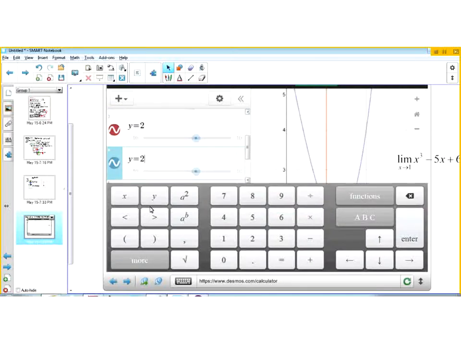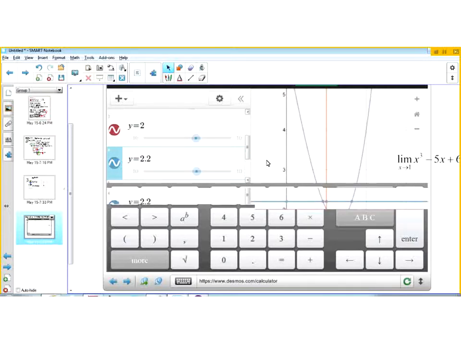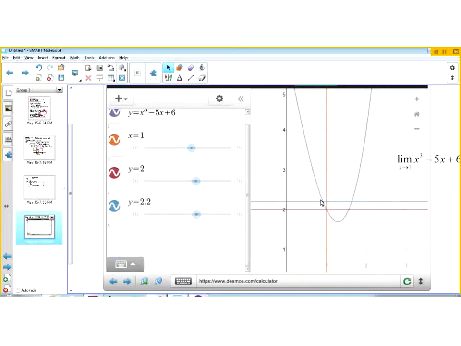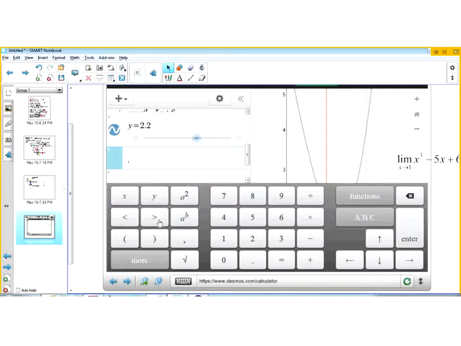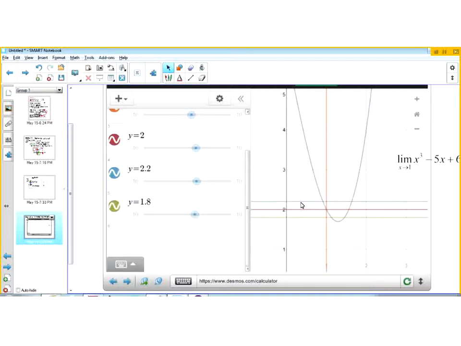So how about if we graph y is equal to 2.2. All right, so that'll be shown in blue. Okay, so the blue line is y equals 2.2, and y equals 1.8. Okay, and that's shown in green. All right, so here's our strip. The strip is defined by the blue and the green.